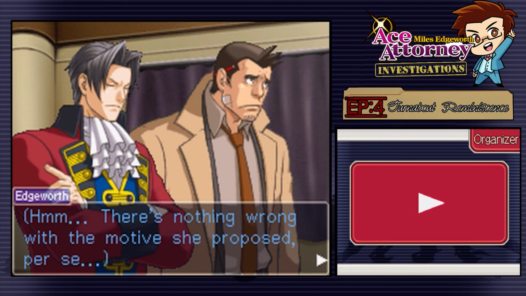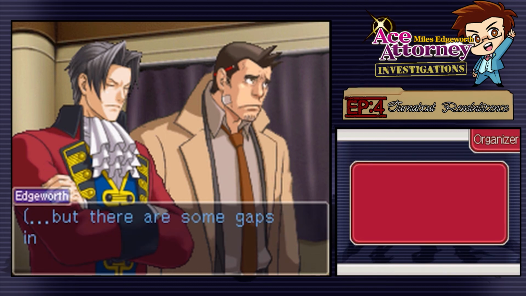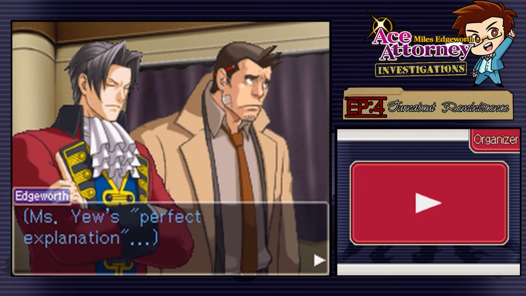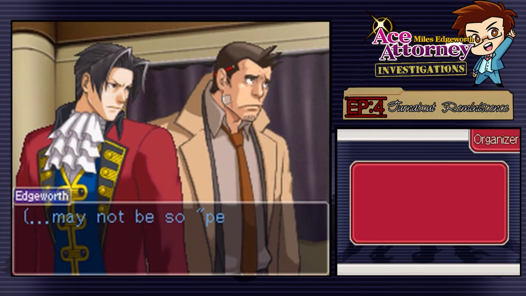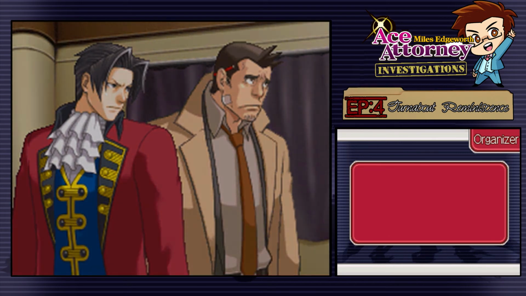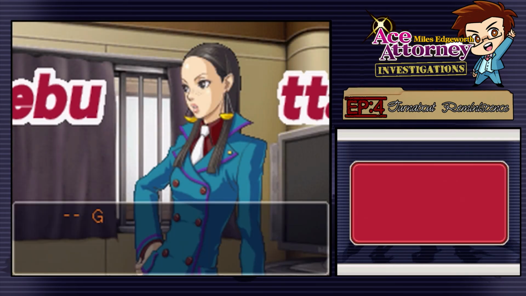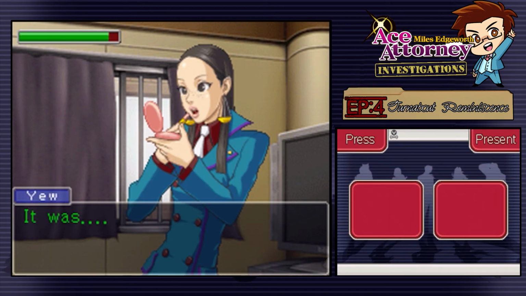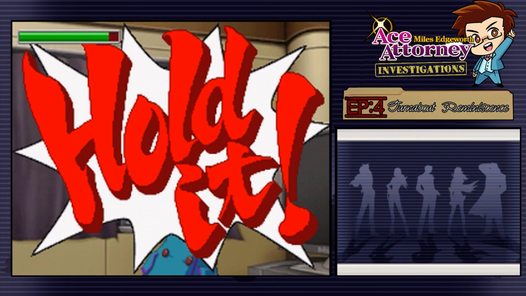There's nothing wrong with the motive she proposed, per se. But there are some gaps in her logic that need to be filled in. Misuse perfect explanation. May not be so perfect at all. Why? Why not? I don't know why. It was about a week ago.